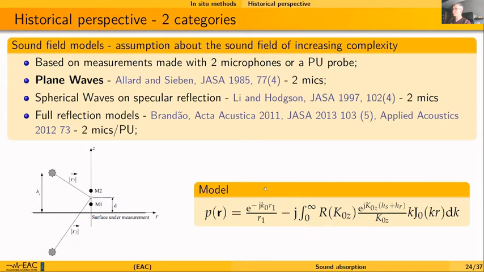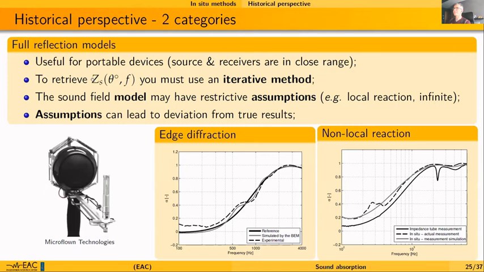When you use this full reflection model, the advantage is that you can use more portable devices, such as the one that Microphone Technologies proposes, where the loudspeaker is about 30 centimeters from the sample. But with these full reflection models, you cannot retrieve the surface impedance easily with the inversion of an equation such as in the impedance tube. You have to use an iterative method to retrieve the surface impedance.